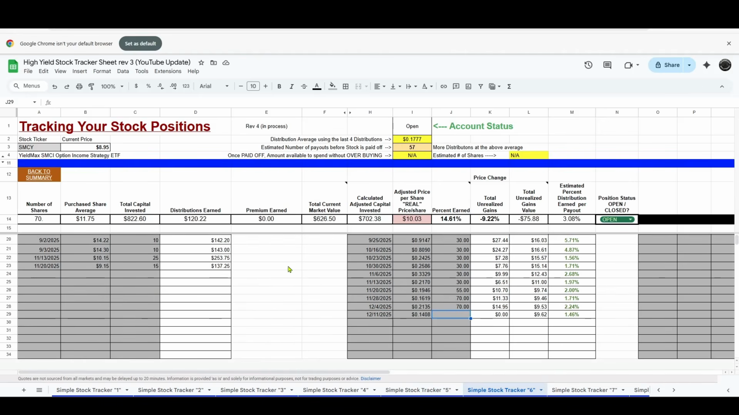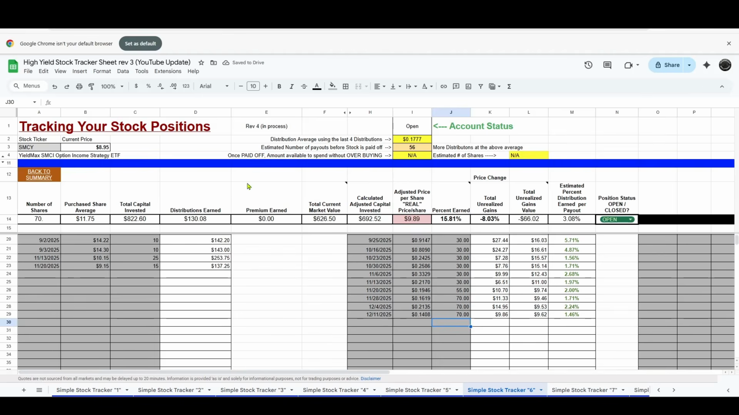And next is SMCY. We earned 14 cents. I have a total of 70 shares. So that is going to change my real price per share from $10.03 down to $9.89. Now this one has a current price of $8.95. So for this one, I am still red in it. It's about an 8% down. So if I were to sell all my shares at the current price, I will lose $66. I'm okay with that, as I am playing the long game on this. Eventually, I will be able to get past that and eventually get this one paid off as well.